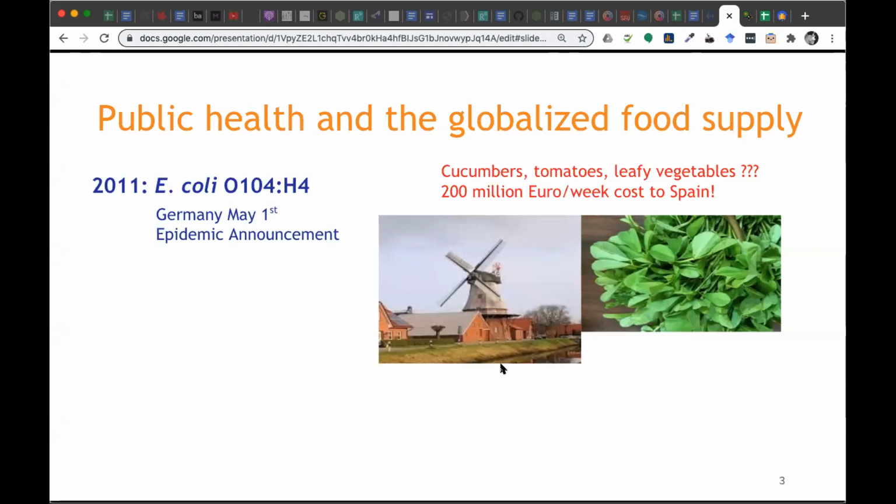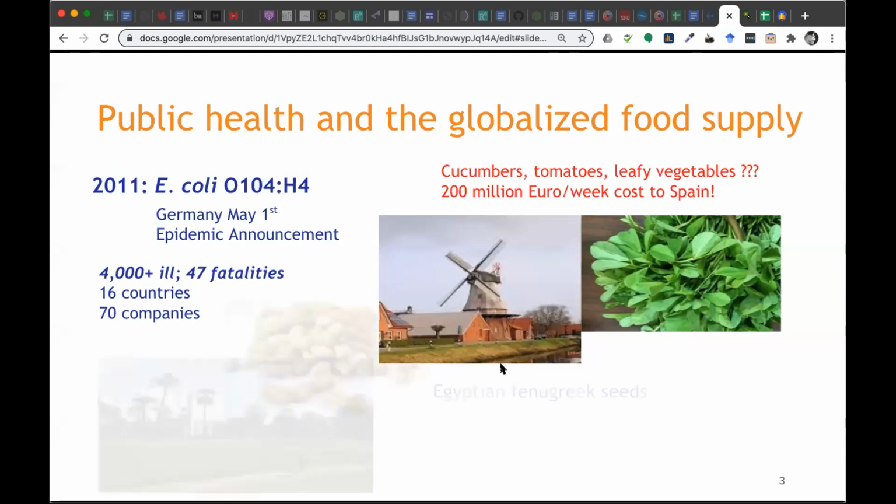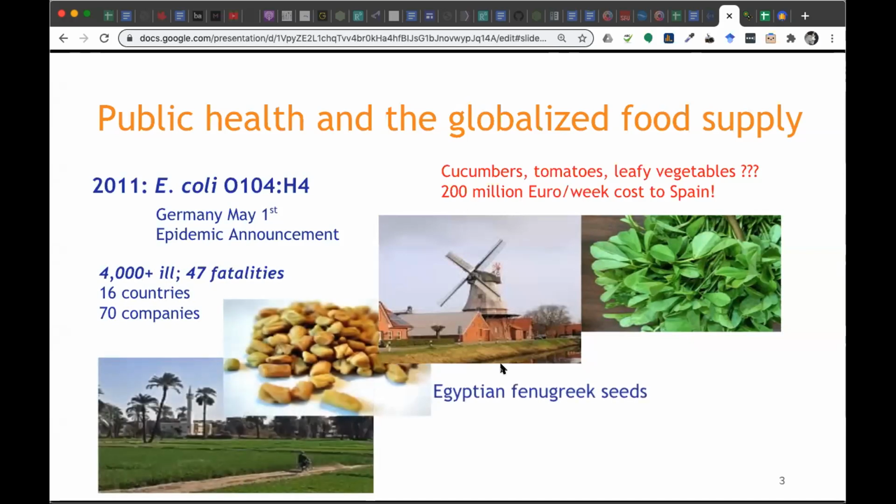So it took actually over 3 weeks, up to a month, I think, and the whole epidemic lasted for 2 months to locate the food sources. 4,000 people were ill, 47 fatalities. It ended up being pinpointed to Egyptian fenugreek seeds, possibly one single shipment. So obviously the fast and accurate detection of pathogens is critical, but the data problem around the language between the different agencies that are needing to trade information to do the trace forward and trace back is a real problem.